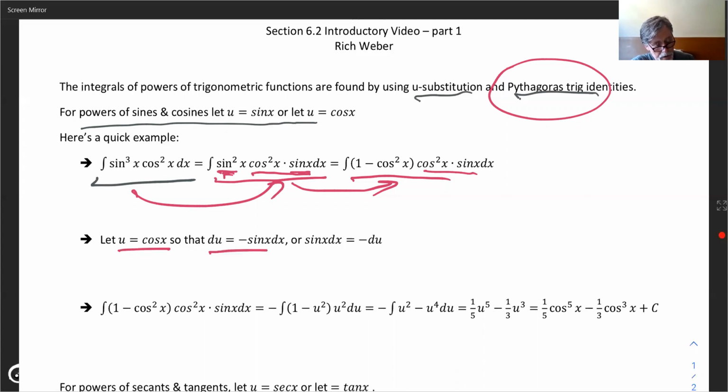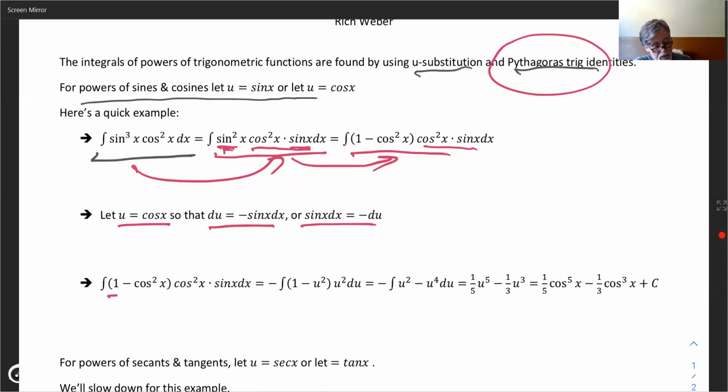So here's your u substitution. Here's your du, or sine x dx is equal to negative du. That's how I do my u substitution anyway. So this integral that we have, the cosines change into u's because of that substitution. And the sine x dx really turns out to be, as you can see here, negative du. So here's our new integral, and the rest is history.